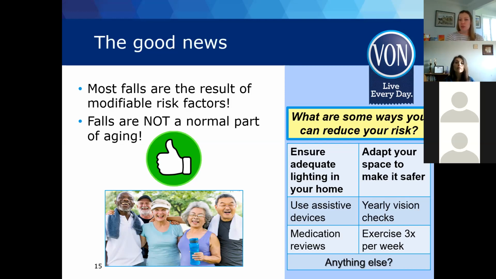Yearly vision checks are really important. Again, we'll talk about that more next time. And CNIB actually reports that about 75% of vision loss can be prevented. So a big way to do that is those yearly vision checks.